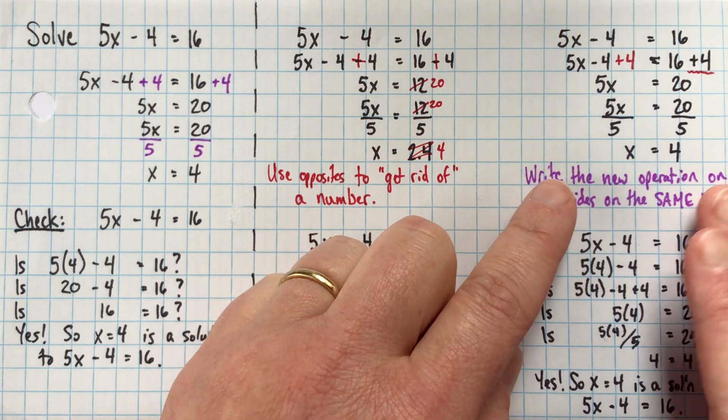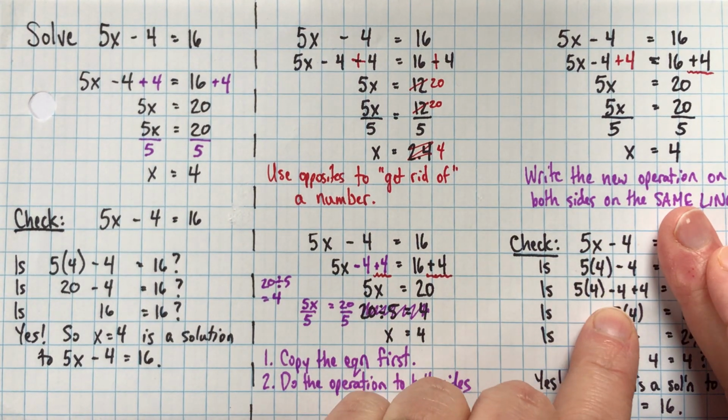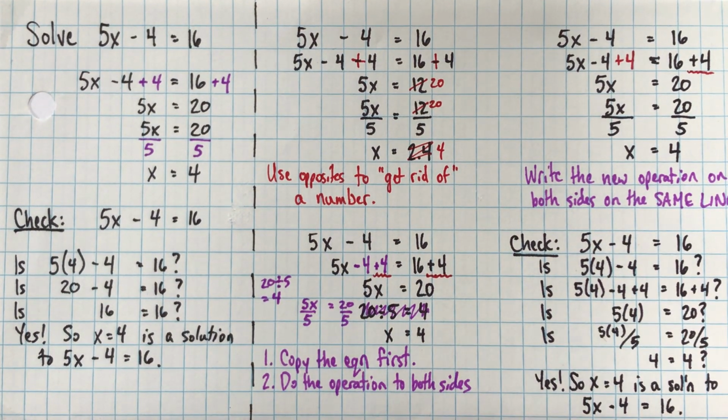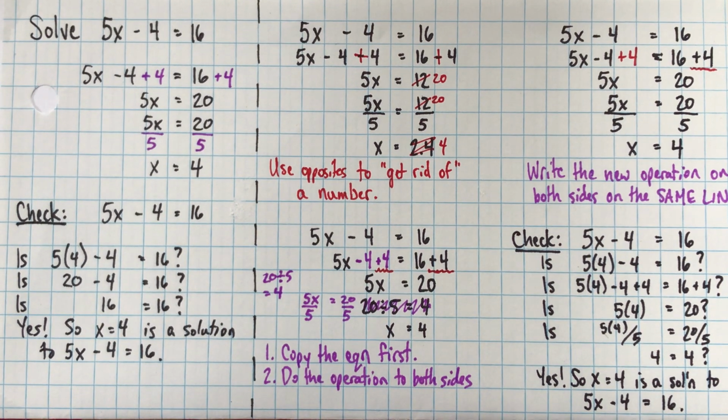So when you're checking, treat each side as independent. Okay? All right.